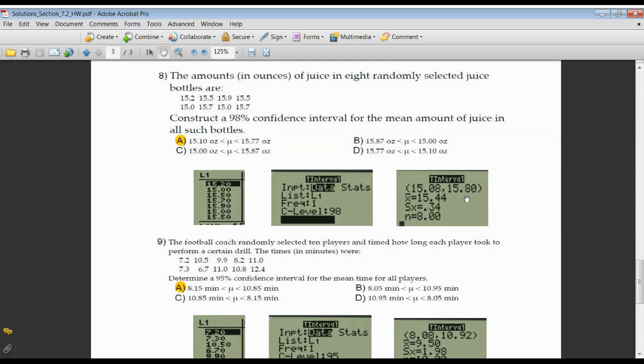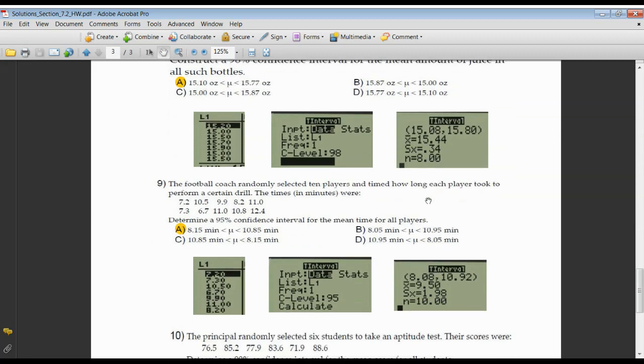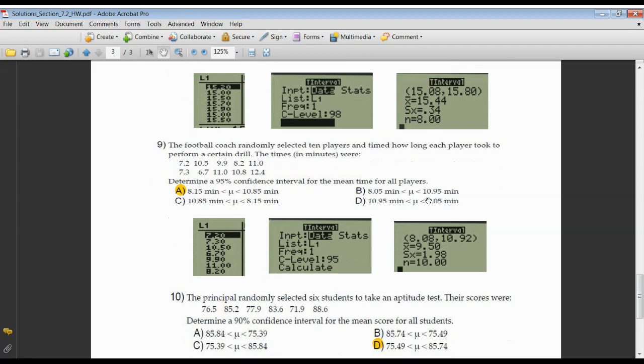Now watch what happens here. Once again, I'm off by 2 cents on the low end, and I'm off by 3 cents on the high end. Here again, I can live with this. 15.10 ounces. All right, that's 0.87 ounces. That's 15. This is the closest thing to it, and nothing else is that darn close. I could live with that. All right, and choose letter A.